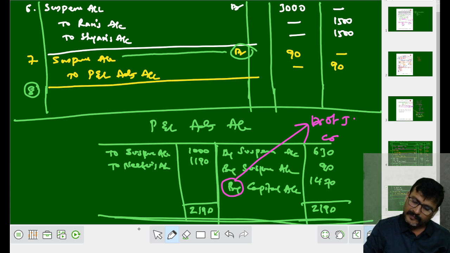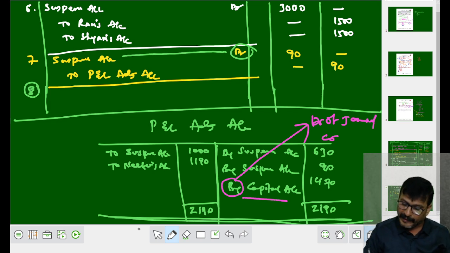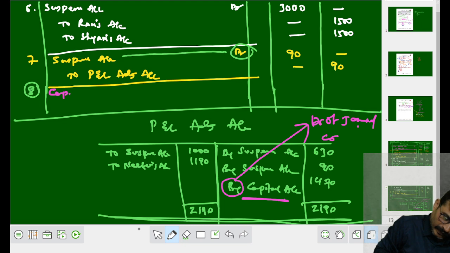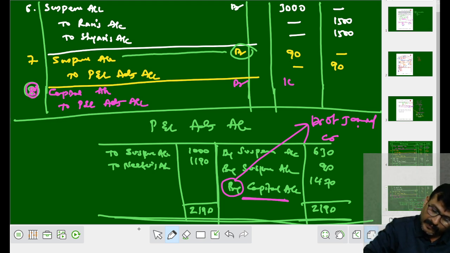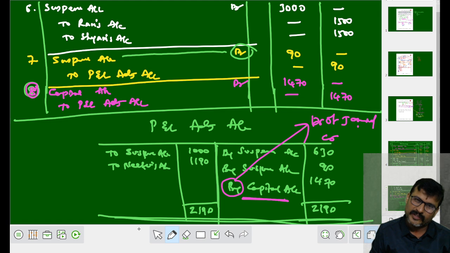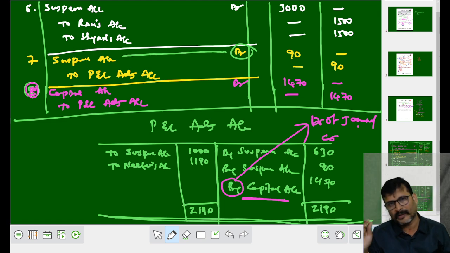Debit side of journal. Then the entry will be what? Capital account debit to P&L adjustment account. That is the 8th entry. Capital account debit to P&L adjustment account. Now how much are we getting? 1470, being balance of P&L adjustment account transferred to capital account.